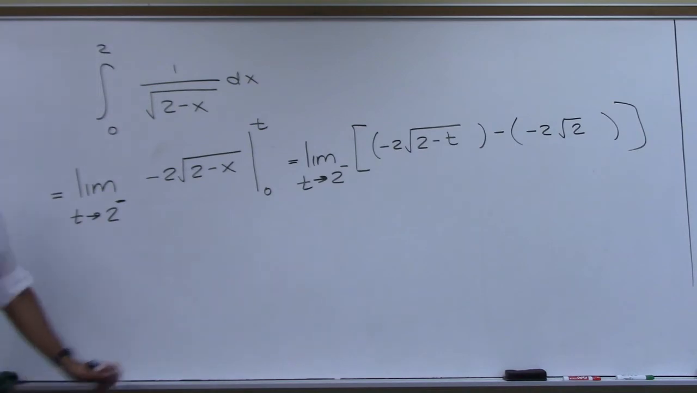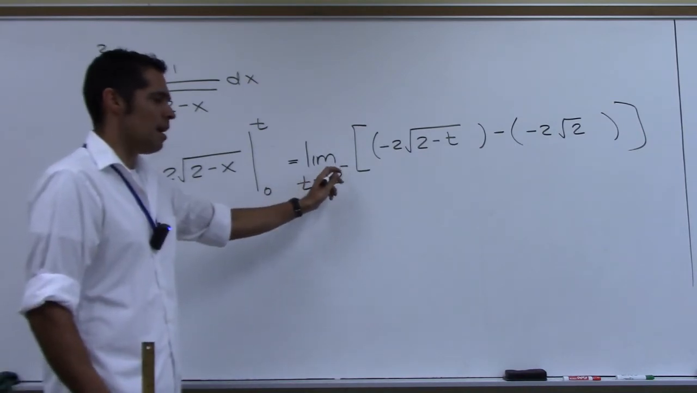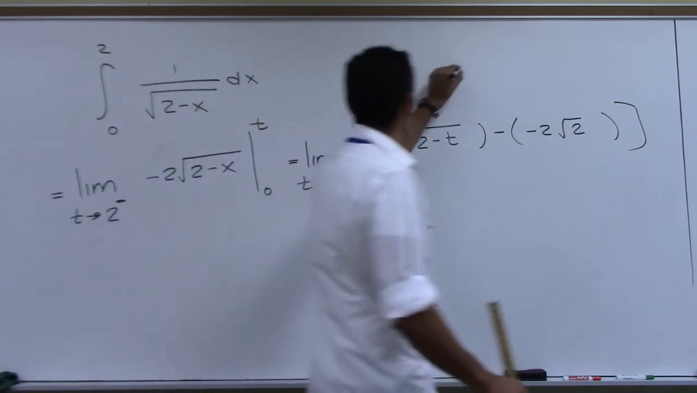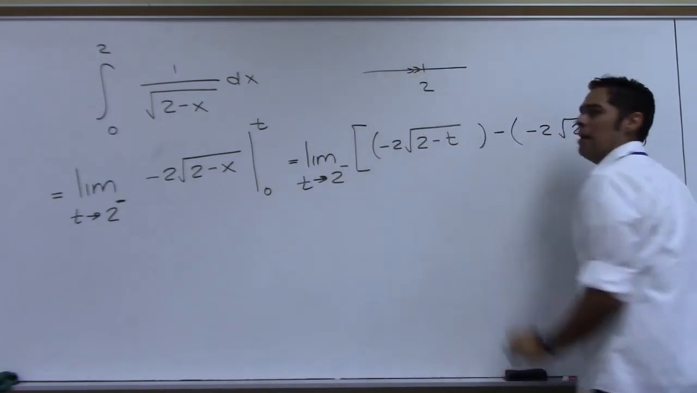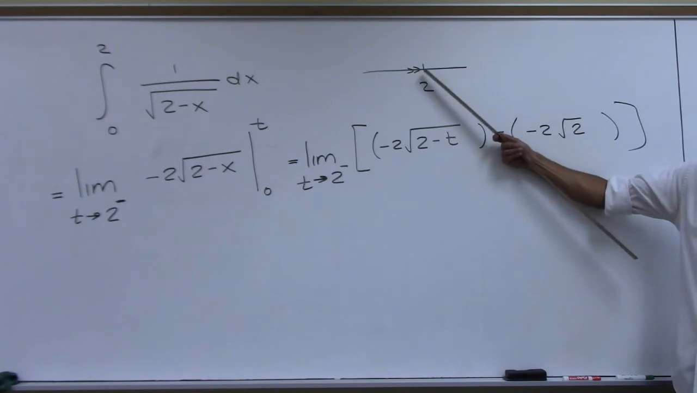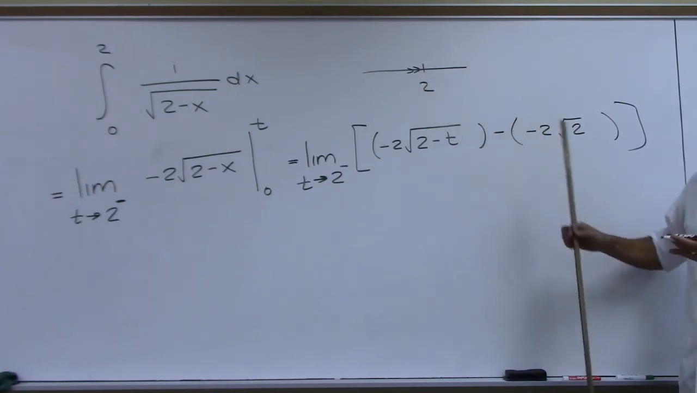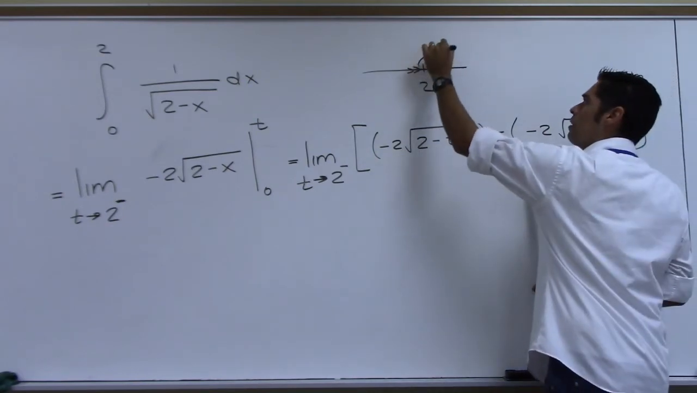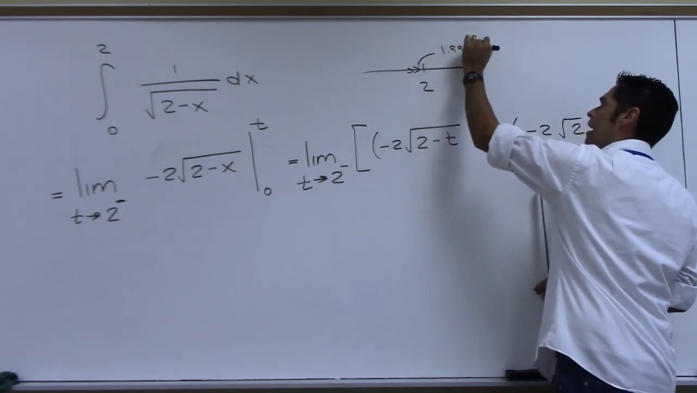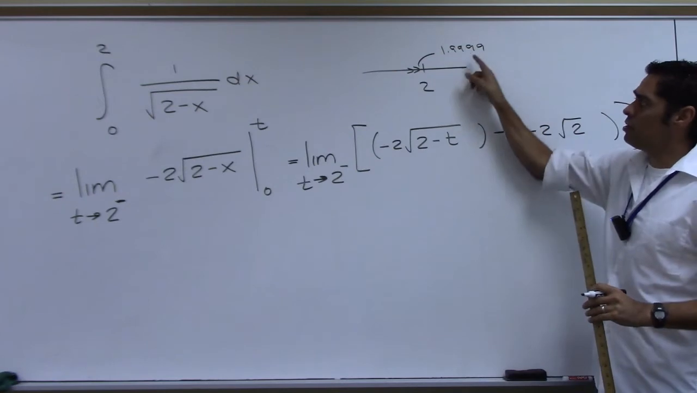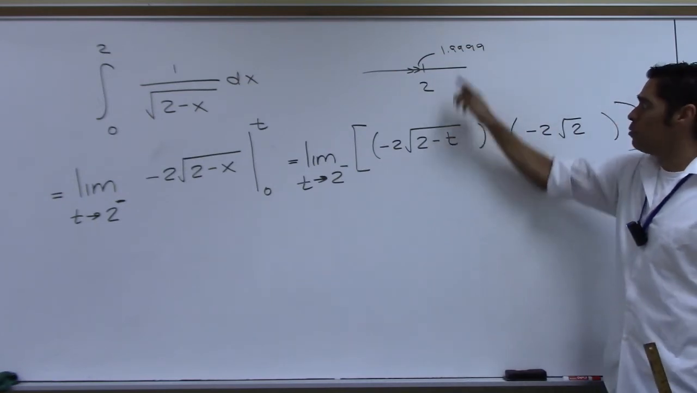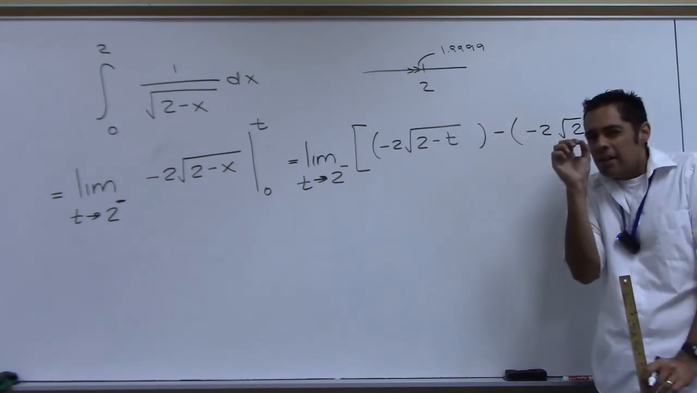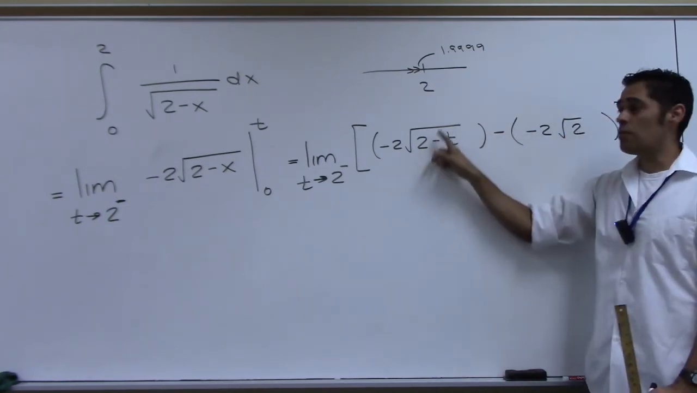Now, why is it important that I was approaching from the left side? Let me try and explain why it's so important here. Here's 2. I'm approaching from this side, right? So the numbers that I'm actually plugging in for t are smaller than 2, aren't they? Numbers like 1.9999, very, very close to 2 without actually being greater than 2. And so if I take 2 and subtract 1.9999, I'm going to get a very, very tiny positive number. And that's good, because I need to take the square root of it.